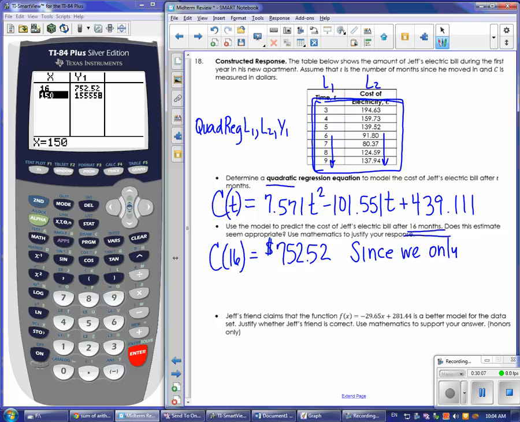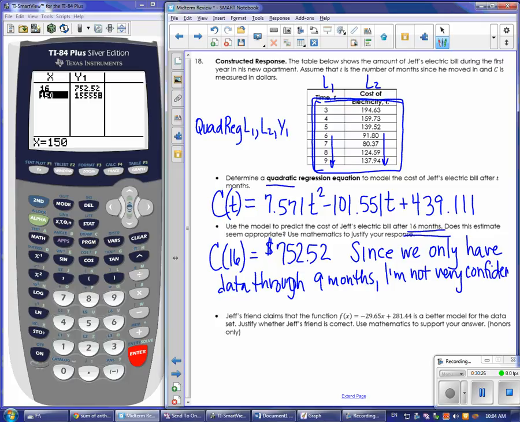And so that's what I'm going to write in words. Since we only have data through 9 months, I'm not very confident in this estimate or prediction because 16 is so far beyond my table.